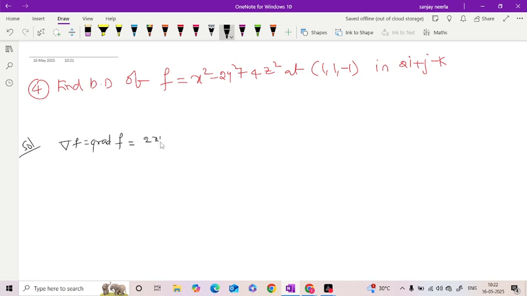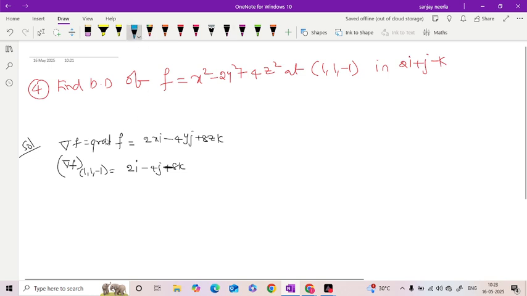Directly we can write 2xi minus 4yj plus 8zk, and at the point 1, 1, minus 1 it is 2i minus 4j minus 8k. And one more vector, what is our vector? A vector is 2i plus j minus k, but we want the a cap.